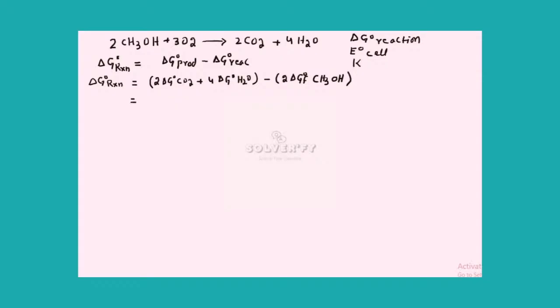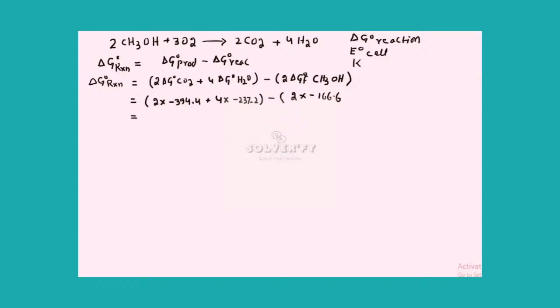Now putting the values, 2 times the delta G naught of carbon dioxide is minus 394.4, plus 4 times the delta G naught of water is minus 237.2, minus 2 times the delta G naught of methanol is minus 166.6.